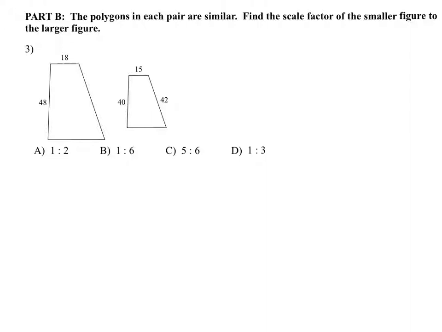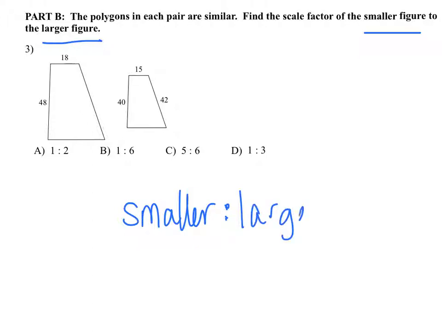Okay, so this one's a little weird, okay? What we're doing is finding the scale factor of these two shapes from the smaller figure to the larger figure. So with this one, we want it to be smaller to larger. When it's set up like that and they tell you smaller to larger, go ahead and find the corresponding sides. So these two will correspond, and then these two will correspond.